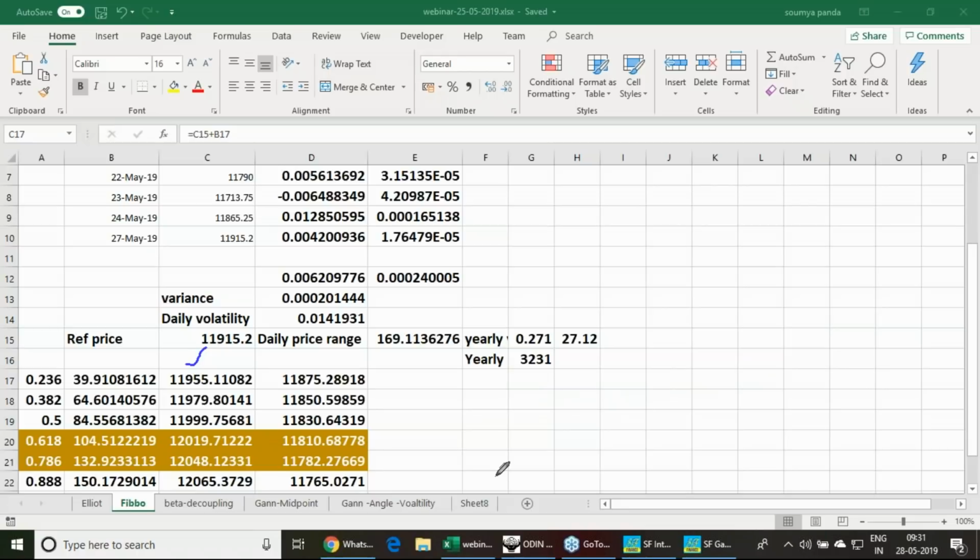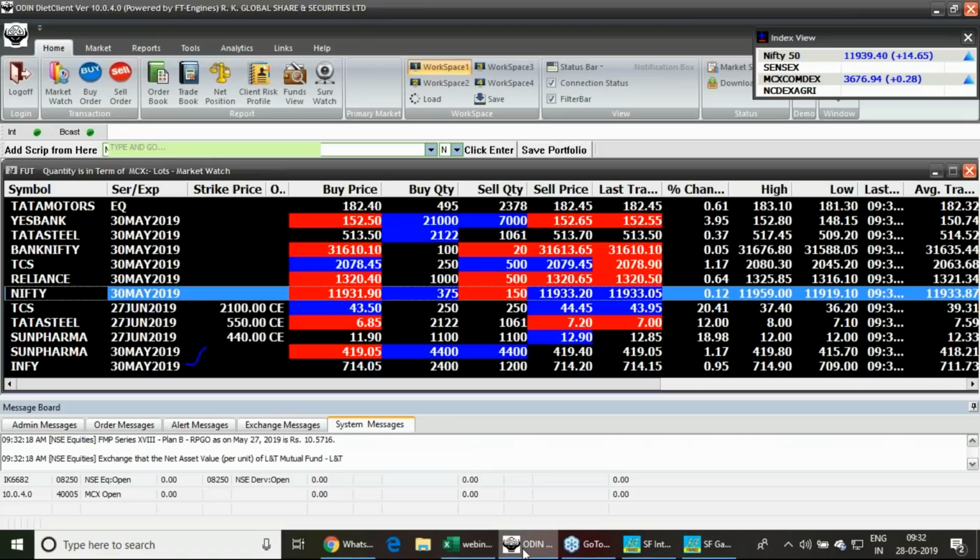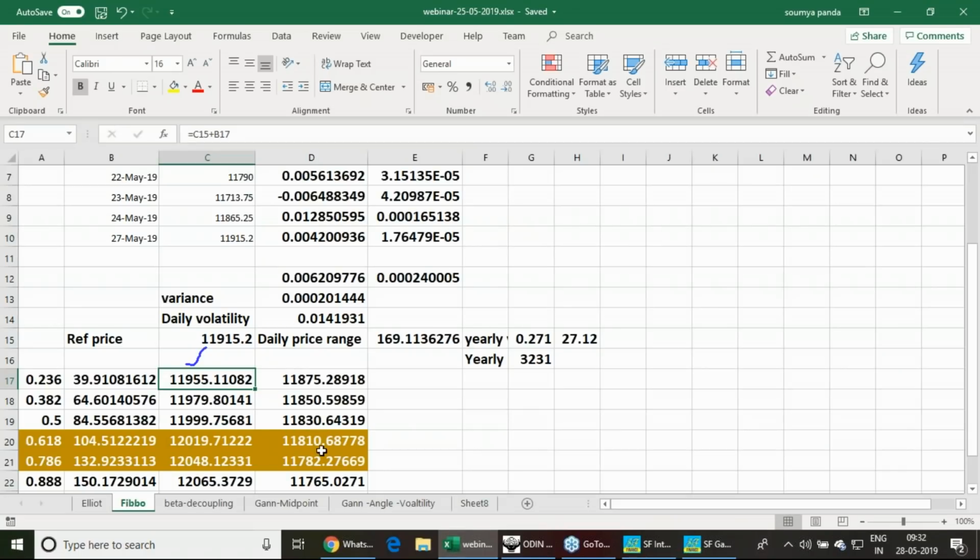Above 11,955 you will be buying, and you need to hedge it with the 11,950 put option. If you get a breakout below 11,875, you sell along with a call option. If you buy above 11,955, take a 11,950 put along with it, and if you sell at 11,875, take an 11,850 call option along with it. If you sell, your first target will be 11,810.68 and 11,811. If you buy, your target will be 12,020.